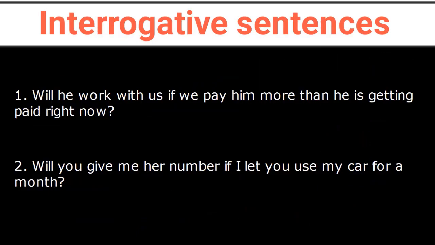Now, questions. Can you ask questions using a type 1 conditional sentence? Yes, you can. Let's see how. Example number one: will he work with us if we pay him more than he's getting paid right now? That's a question. Will he do this if this happens? If this is the condition, will he do something?